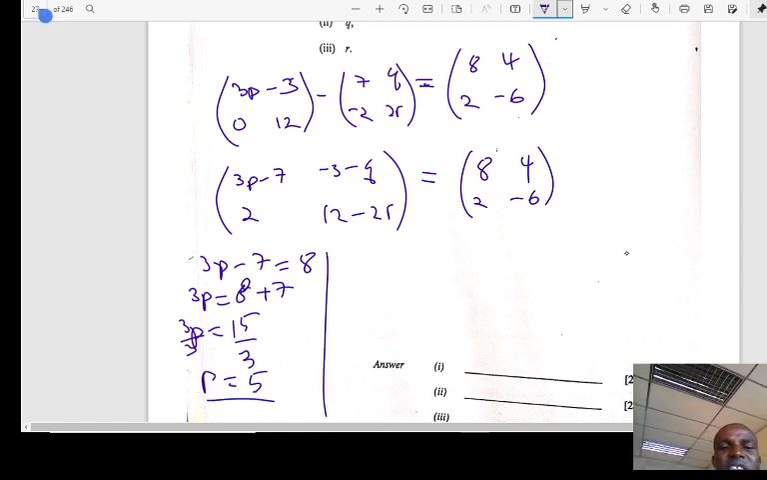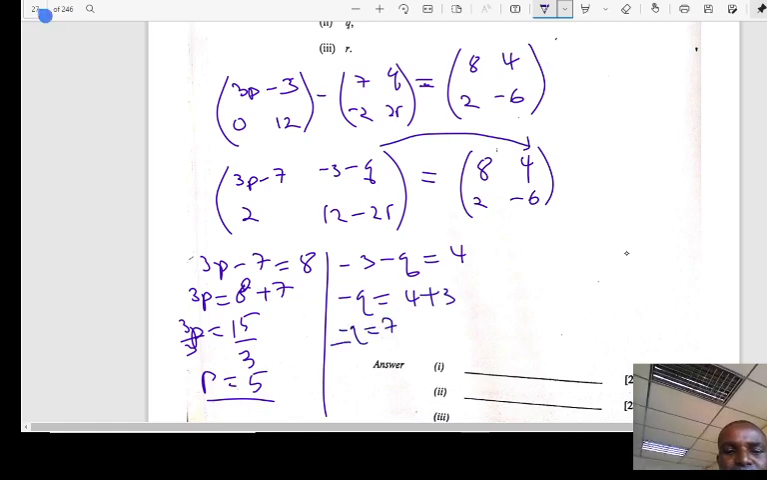Then done. Then for q, you equate minus 3 minus q is equal to 4 on this side here. Then it's minus q is equal to 4 plus 3, minus q is equal to 7. Divide by minus 1, you get your q is equal to minus 7.